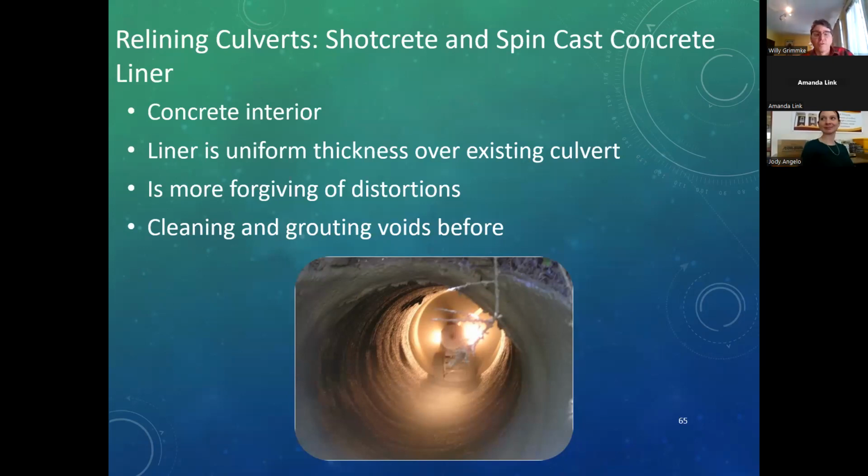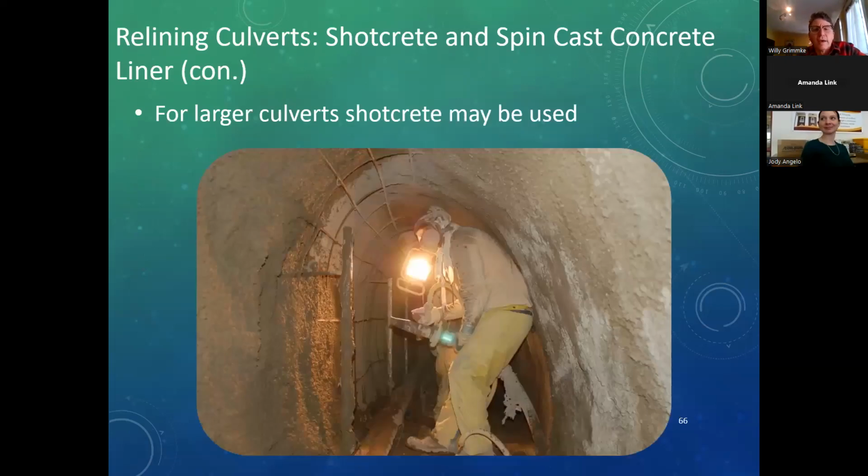If you have some more deformations, you can use something like spin casting or shotcrete. Concrete puts a new concrete interior in it, uniform thickness. This machine basically sprays concrete as it's being pulled through the pipe. It's a lot more forgiving of distortions. But again, if you have any voids or anything, any distresses in the invert, you need to take care of those before you spin cast. And for larger pipes, you can shotcrete, probably much larger than in the photo, because that's a mighty tight space to be doing shotcrete.